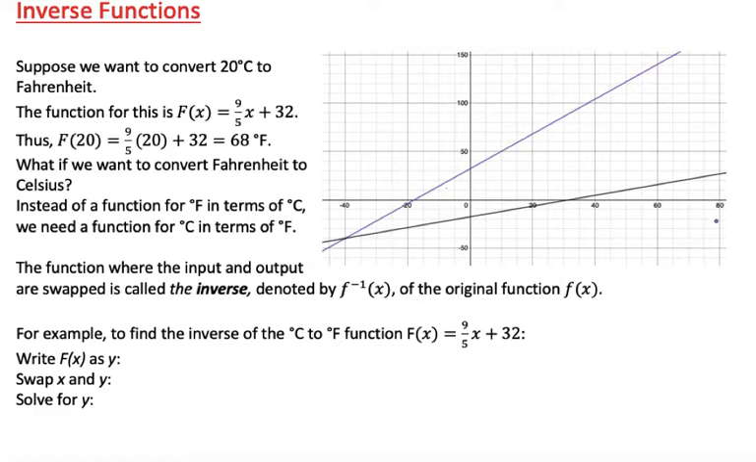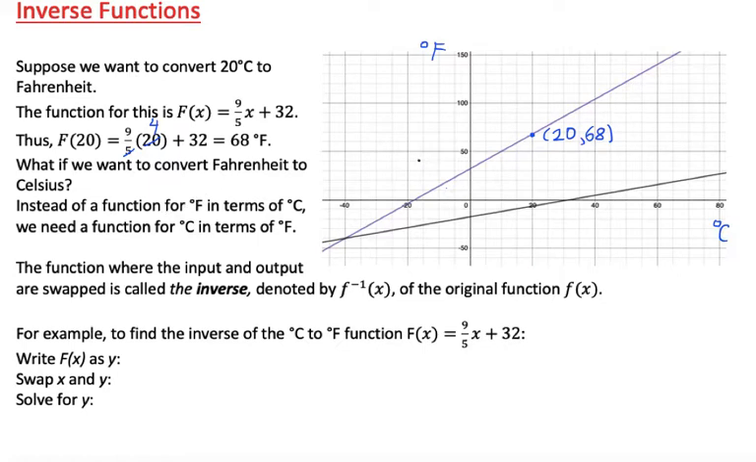I'm just going to label the units for this: Celsius is on the x, the independent variable, and Fahrenheit is on the y. If we wanted to see how much 20 degrees Celsius is, we would find f of 20. We substitute the 20 in, and that simplifies to 9 times 4, which is 36, plus 32, so it's 68 degrees. Let's label this point right here. We know that this point is (20, 68).